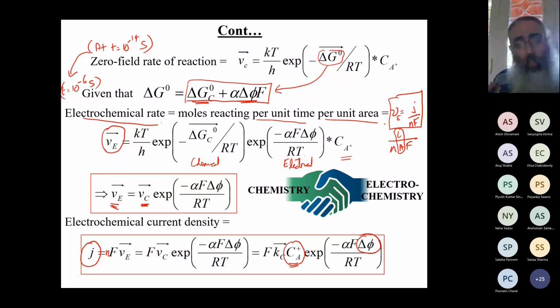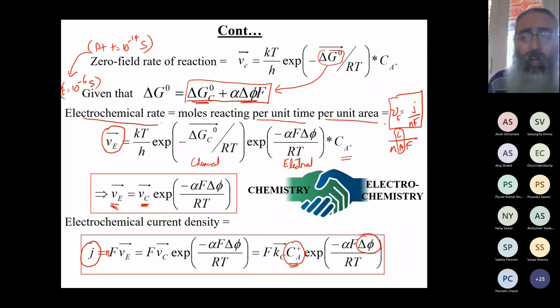Okay, then what do you see here? What do you see here? You see something beautiful, that the current density that you would expect from the reaction is going to be exponentially dependent on the delta phi that you apply. It is not a linear relation, but rather an exponential dependence on delta phi. If you apply delta phi, the current density is going to vary in an exponential fashion, provided the concentration of the reactant is the same.